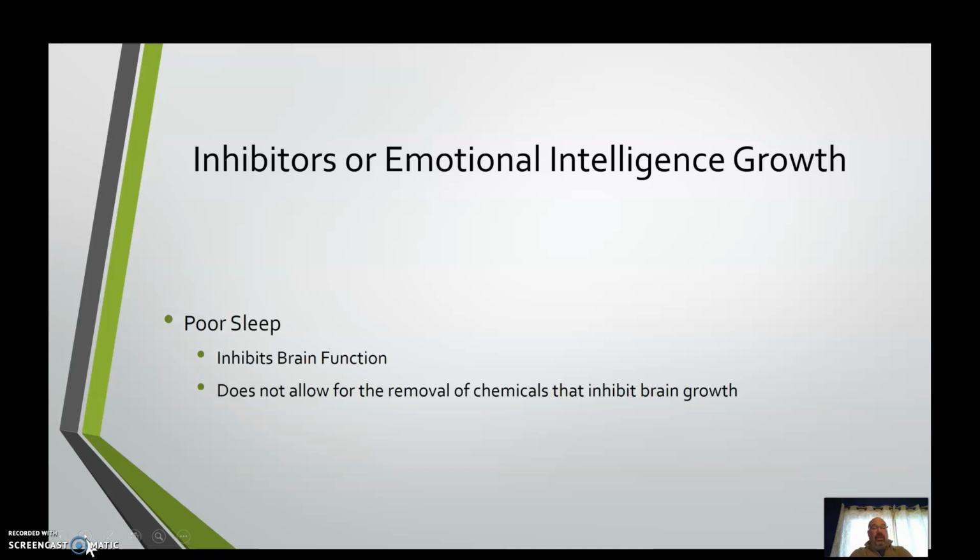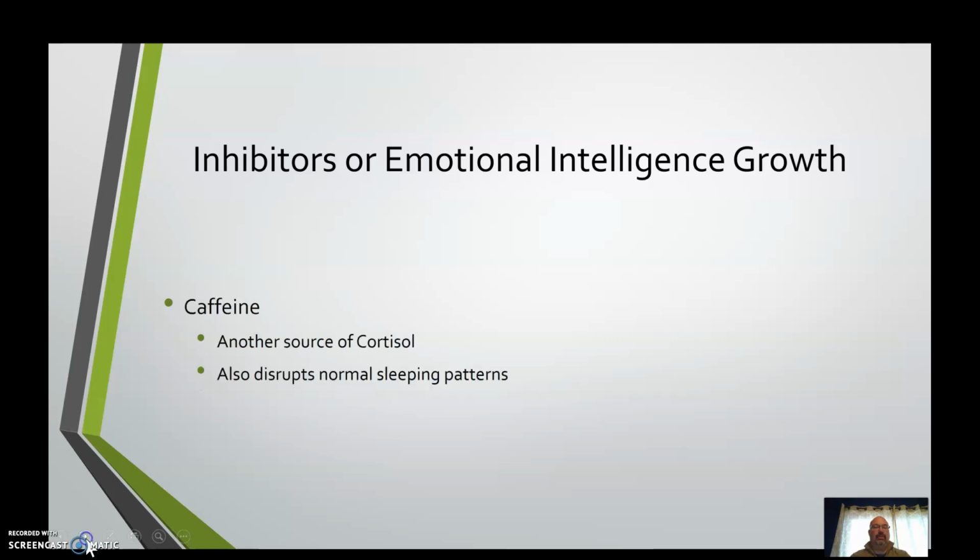Next, another inhibitor is poor sleep. Poor sleep can really inhibit brain function. When you don't get good sleep, it doesn't allow that sleep process, as Travis Bradbury mentions in his video, to purify the brain from some of those negative chemicals that can inhibit growth. Caffeine is another inhibitor. As Travis Bradbury mentions, it can help to increase levels of cortisol, and it also compounds things by disrupting your normal sleep patterns.